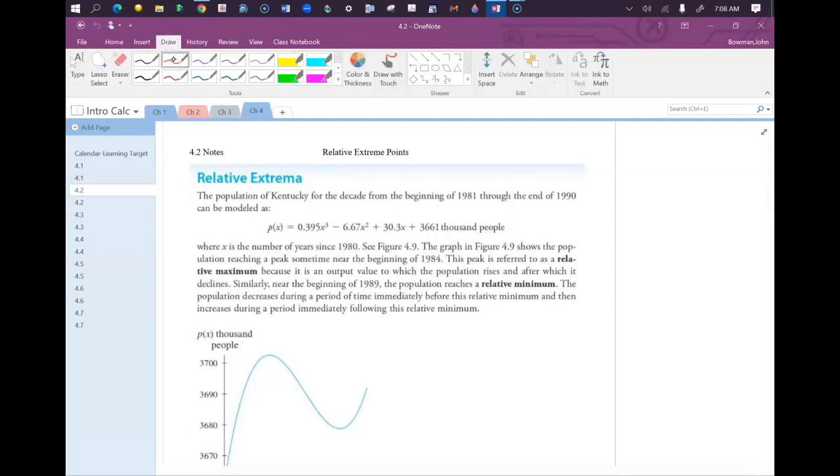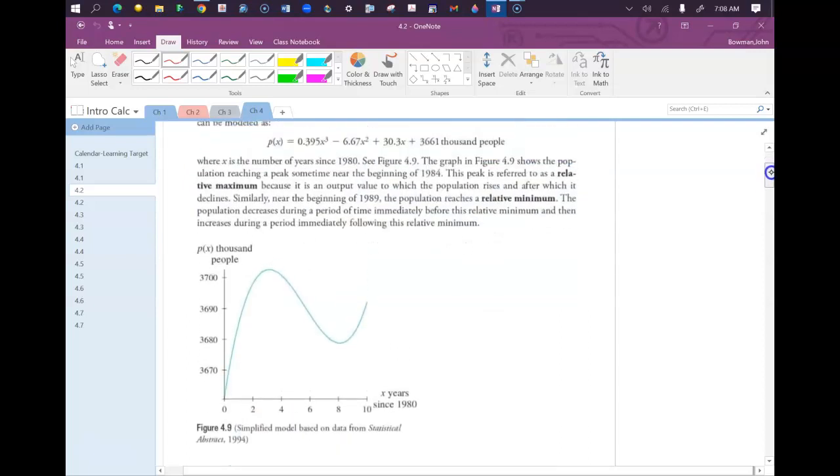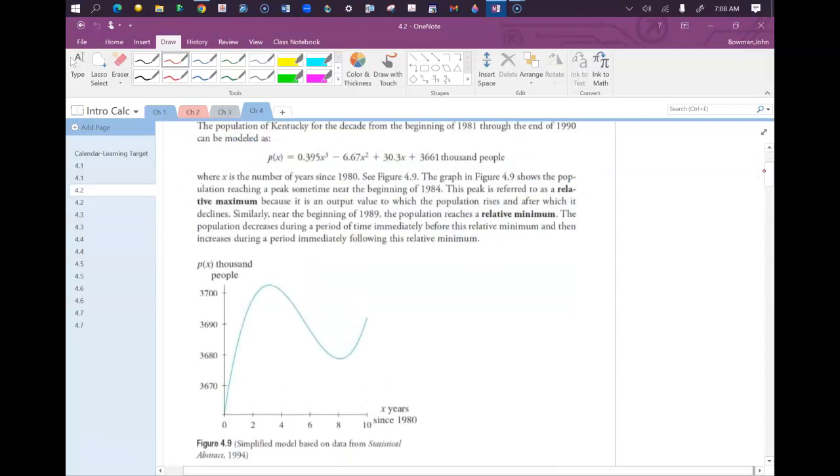So for example, if you look at this graph below, which is the population of the state of Kentucky beginning in 1981 and ending in 1990, you will see that in 1981 there was a minimum. In 1982, 83, there was a maximum. Somewhere in 1988 or 89, there was a minimum. And then again in 1990, there was a maximum.